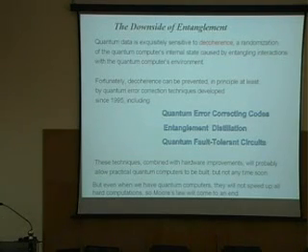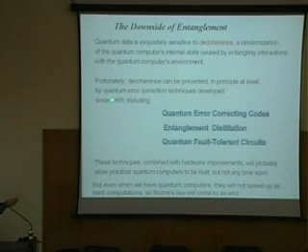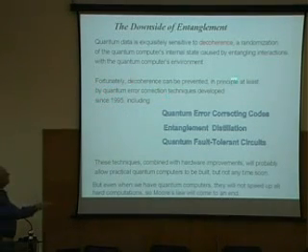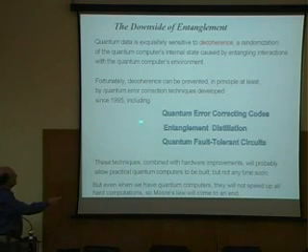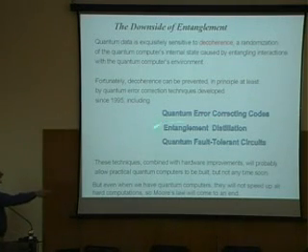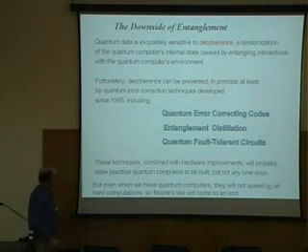Now, fortunately, over slightly more than the last 10 years, it's been discovered that this decoherence can be prevented by ideas that are not too different from the ideas of classical error-correcting codes. They are called, well, quantum error correcting codes. Another related technique is called entanglement distillation. And putting them all together, you get things that are called quantum fault-tolerant circuits.